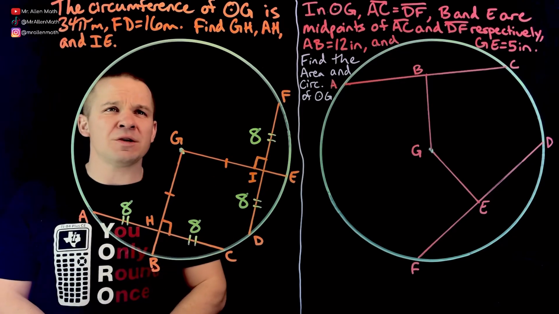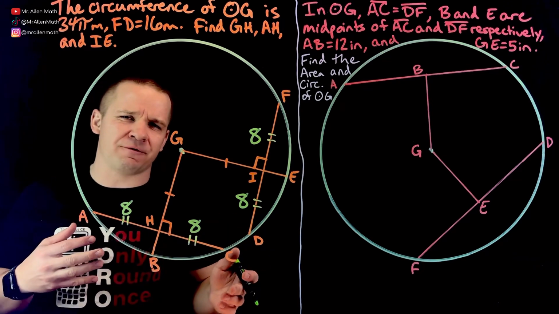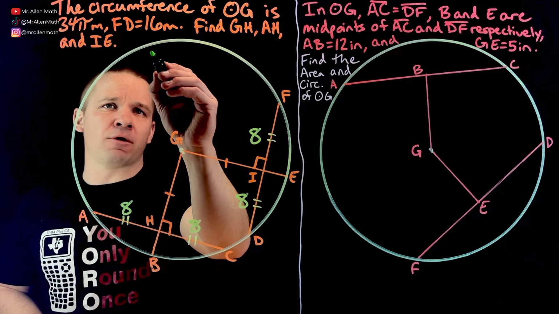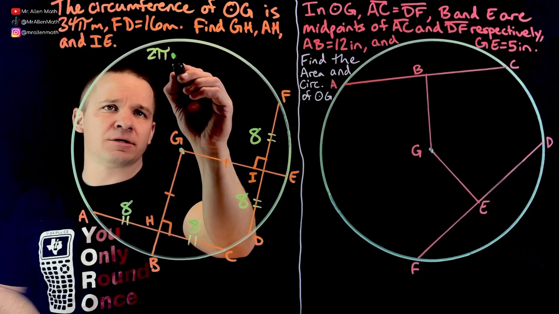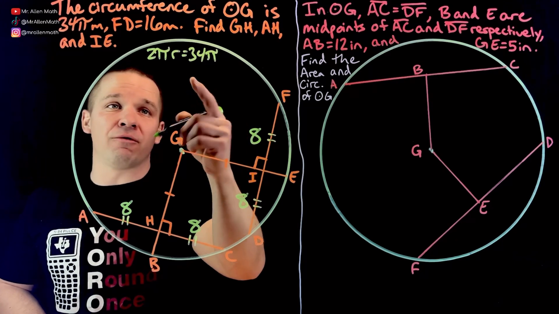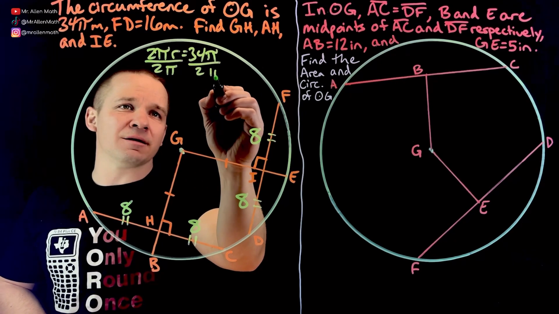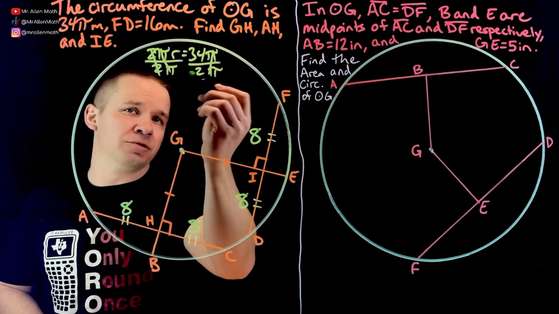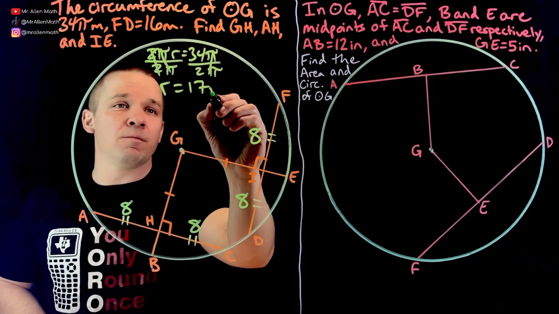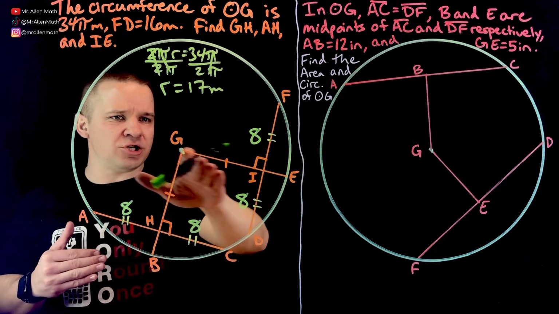All right. So we know that the circumference is 34 pi. What can I get from the circumference being 34 pi? Well, if I take my circumference formula, which is 2 times pi times my radius, and I set it equal to 34 pi, I can solve for r. Divide by 2 pi on both sides here. The pi's cancel. 2's are gone. R equals 34 divided by 2. That's 17 meters. Okay, so that's my radius, which is GB and GE.